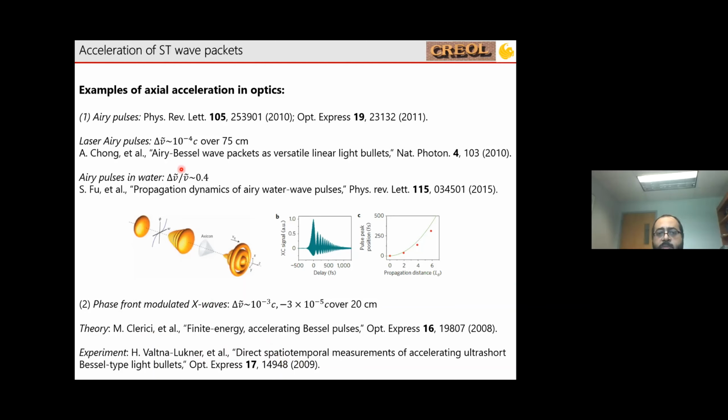However, I want you to look at the numbers here. The changes in the group velocity reported in the well-known paper by Dimitri Kouskoussidis and Frank Wise, 2010 in Nature Photonics, the group velocity change was 10 to the minus 4 c over a distance of 75 centimeters. And in the case of the X waves, the group velocity changes for acceleration, deceleration are on the order of 10 to the minus 3 to 10 to the minus 5 over 20 centimeters. So we are talking about minuscule changes, very small group velocity, group index changes over the course of propagation, and very precise measurements are required to be able to discern that.